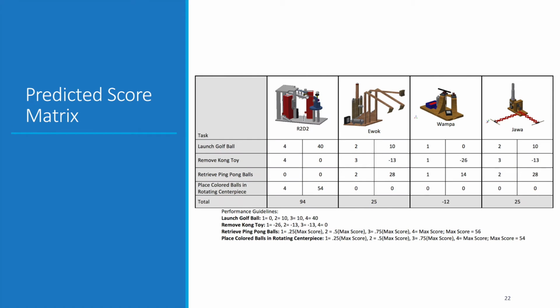The projected score for each design is tabulated in the predicted score matrix. The specific mechanisms which the R2-D2 employs earn a performance score of 4 for each task which it attempts. Upon successful execution, the R2-D2 will earn 94 points. This is clearly greater than any of the alternatives, which is due to their relatively poor performance in all categories except retrieving ping pong balls.